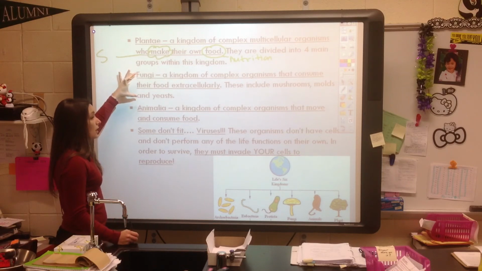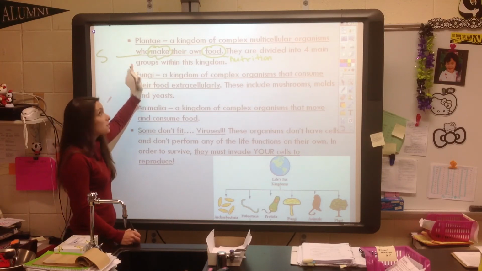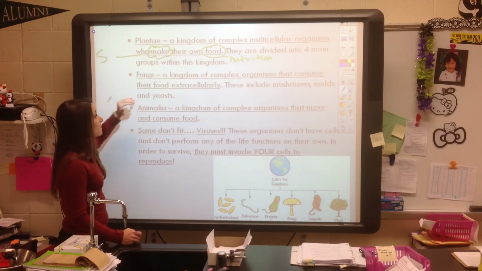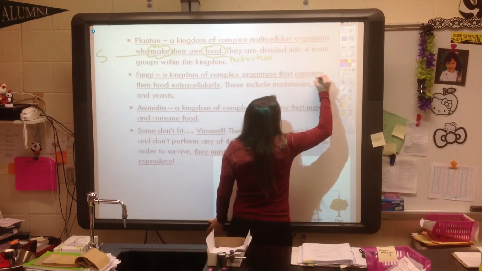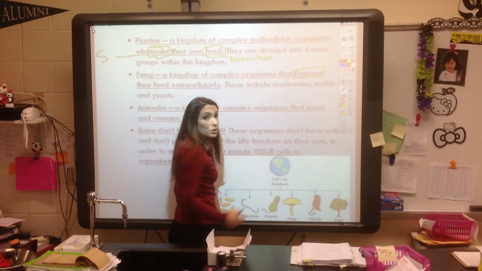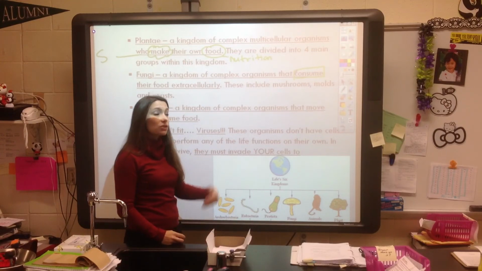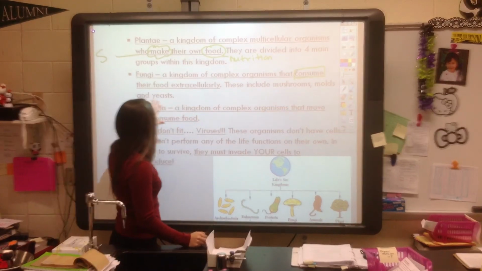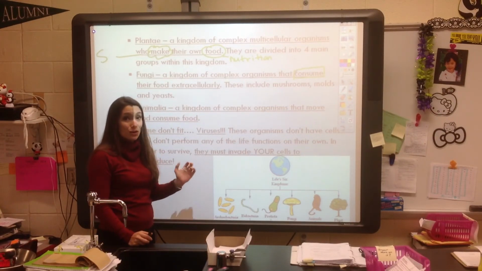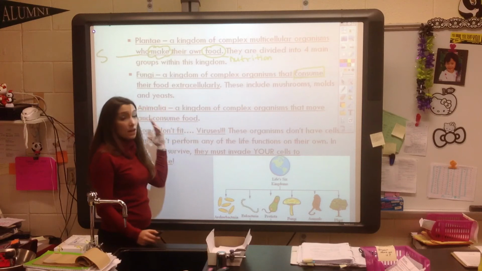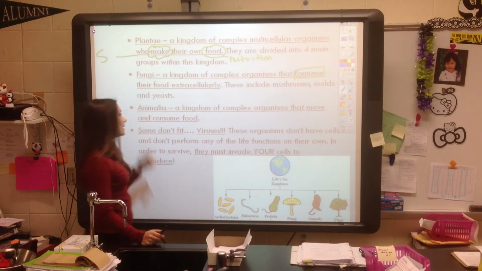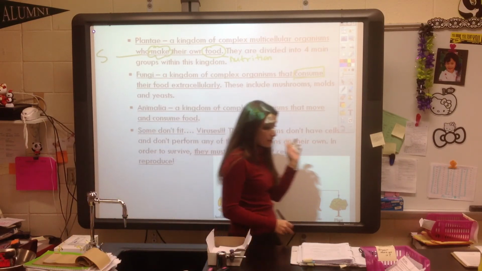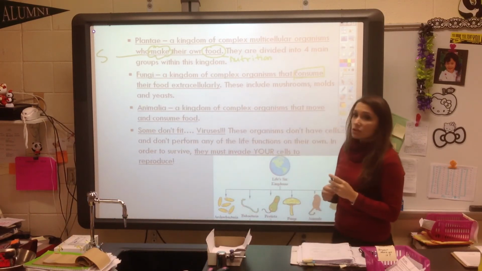We have to be a little careful because some people think that mushrooms are plants just because they grow on the ground. But they are very different because they consume food. They don't make food using energy from the sun. They consume their food. It doesn't just include mushrooms, it also includes molds and yeasts. So this year we're going to do a yeast lab, and we're going to be working with a fungus. And then we have kingdom Animalia, also the Latin word. These are complex organisms that move and consume food.